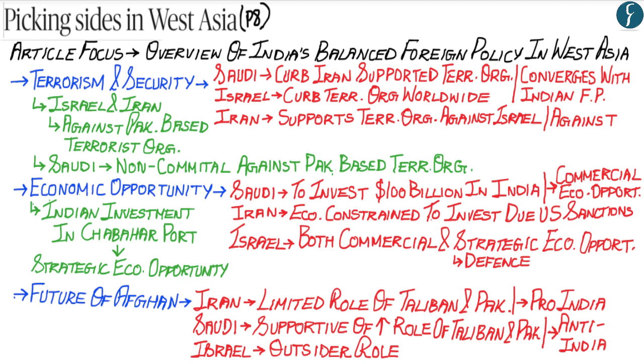to Iran. However, as you already know, India has also invested in the Chabahar port within Iran, which provides India connectivity to Central Asia and to Afghanistan. And this Indian investment in Chabahar port provides India with a strategic economic opportunity within Iran. And therefore, a common difference between Saudi Arabia and Iran is that Saudi Arabia provides a commercial economic opportunity for India, whereas Iran provides a strategic economic opportunity for India.